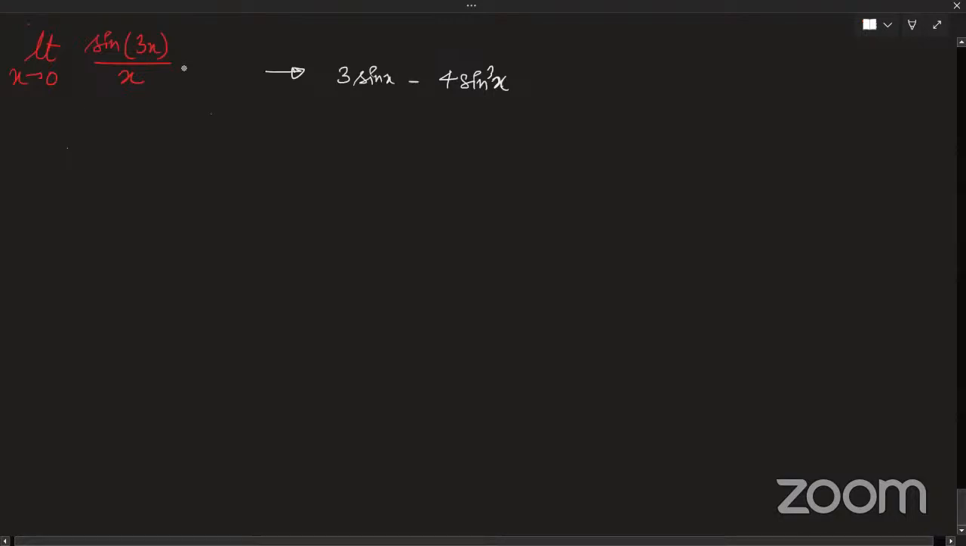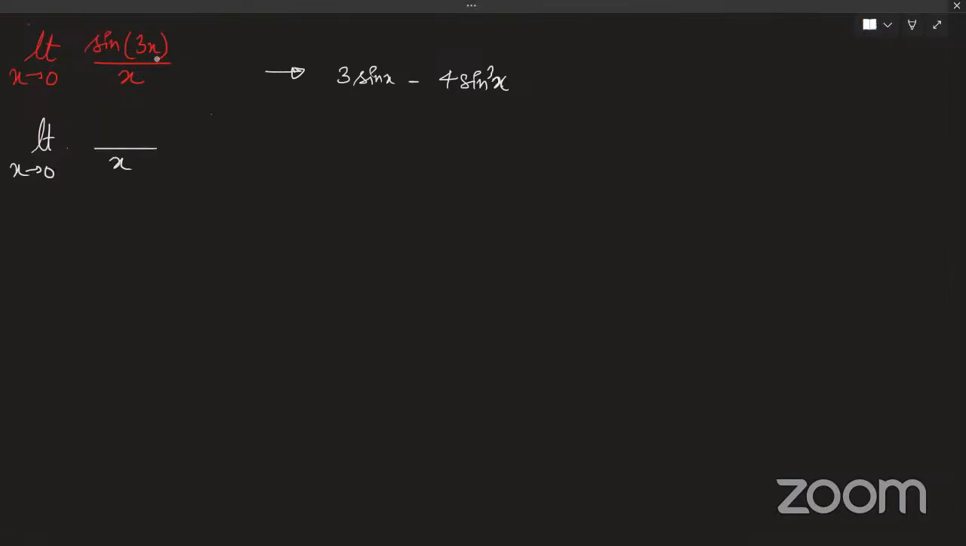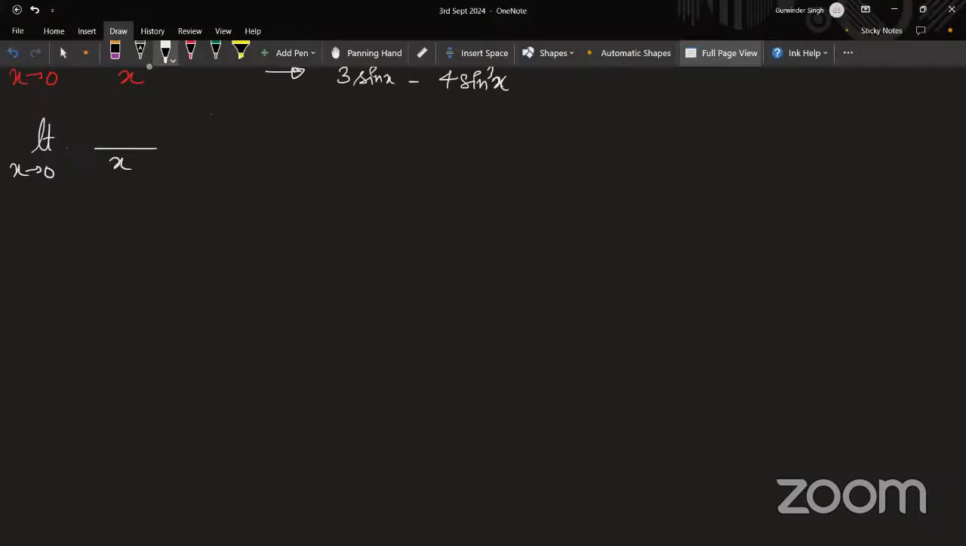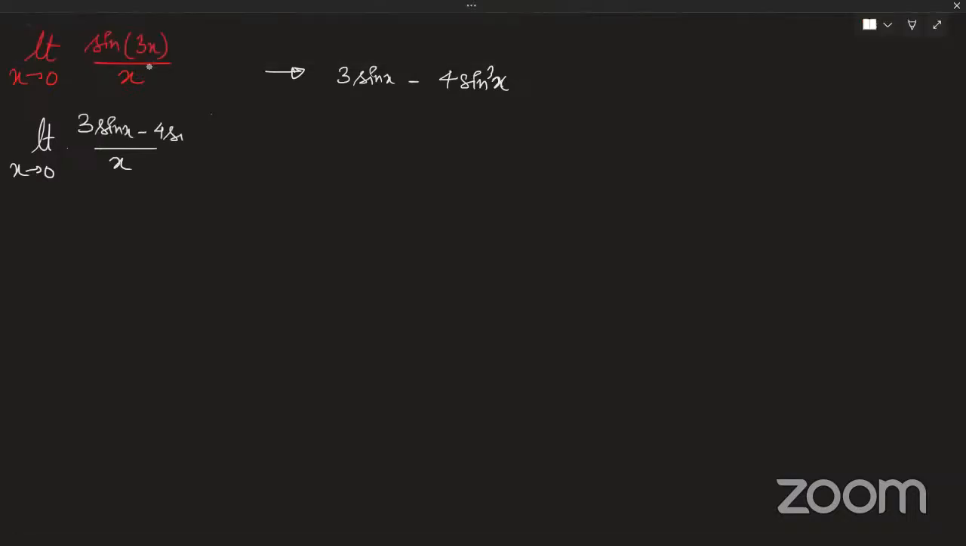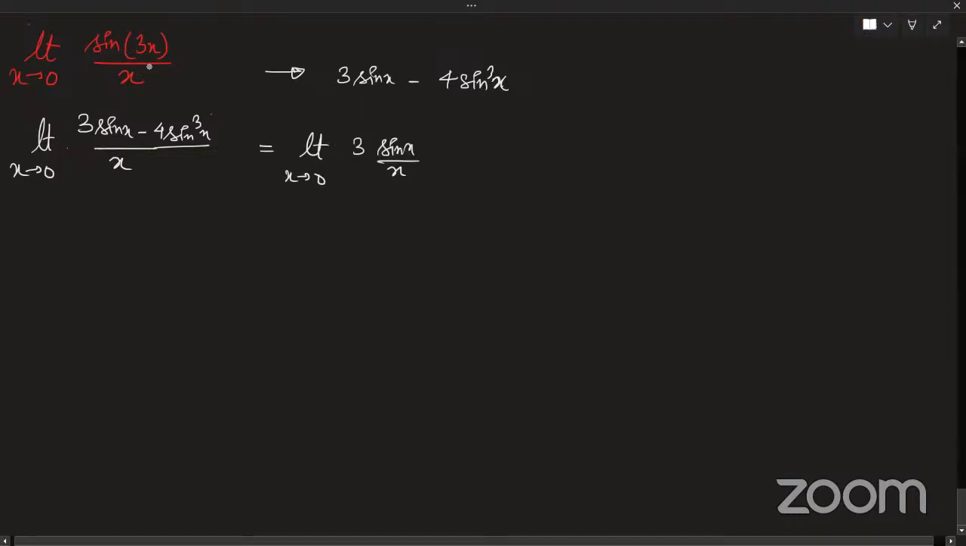Okay, so limit x tends to 0 of sine of 3x by x. I'm just substituting sine 3x, so it is 3 sine x minus 4 sine cube x. Fine? So I can just use the distributive property: limit x tends to 0 of 3 sine x by x minus limit x tends to 0 of 4 sine cube x by x.